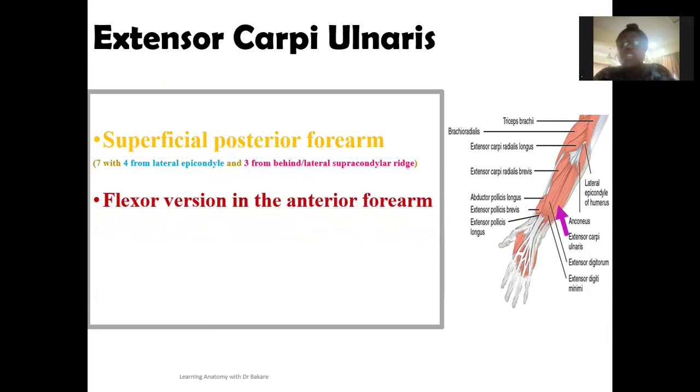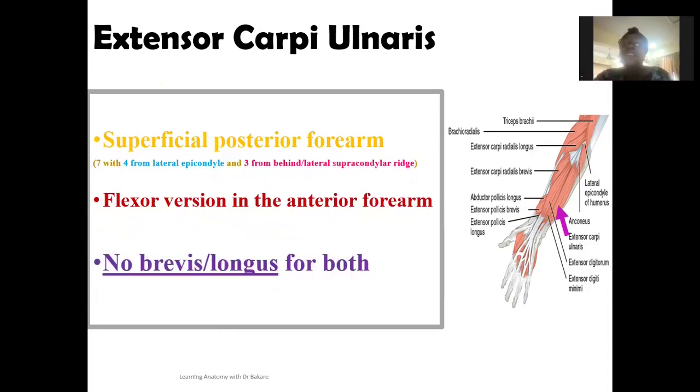The flexor version of this muscle is referred to as the flexor carpi ulnaris. The flexor and the extensor versions of this muscle are not seen to have a brevis and a longus version, and it is important that we also highlight this. So they are just tagged the flexor carpi ulnaris in the anterior compartment or the flexor compartment, and the extensor carpi ulnaris in the posterior compartment or the extensor compartment.